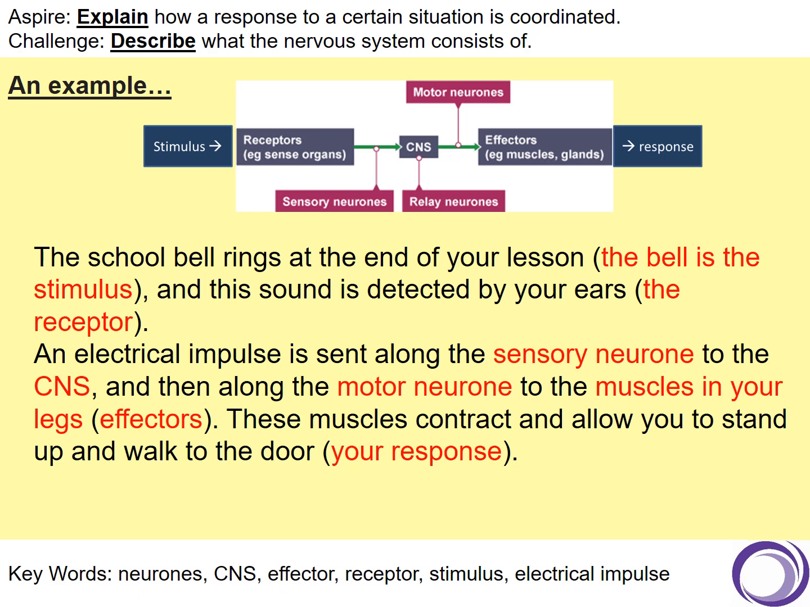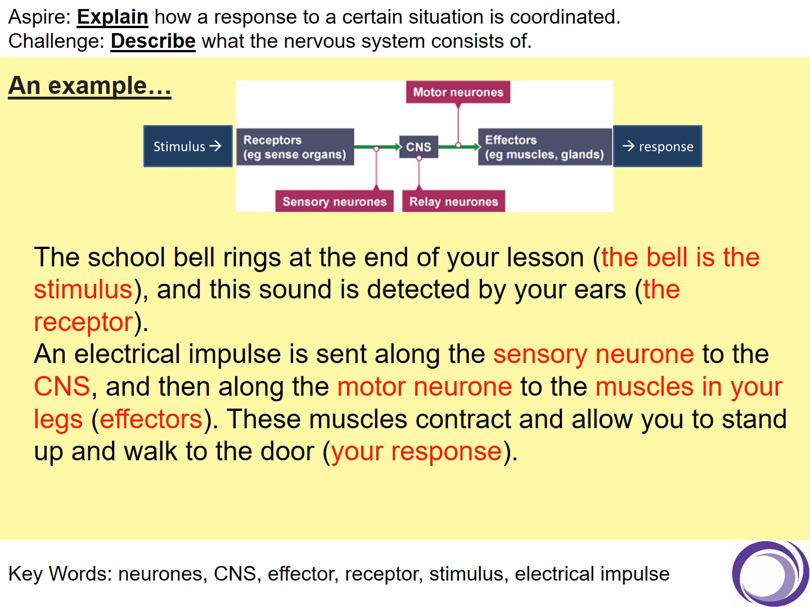The electrical impulse is then sent back along the motor neuron to the muscles in your legs, which are your effectors, and then the muscles contract and allow you to stand up and walk towards the door, which is your response that you have coordinated. So I'll just say that again.